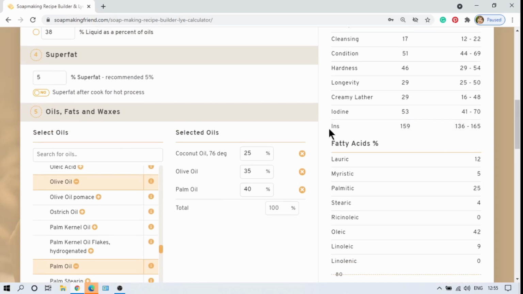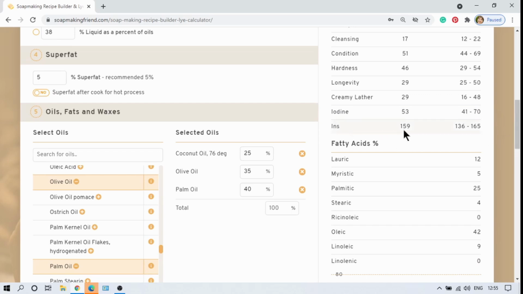Something else that very few soap makers actually keep an eye on, your iodine. If your iodine goes over 70%, it usually also is these two here that is very high, and then you've got chances for DOS as well.